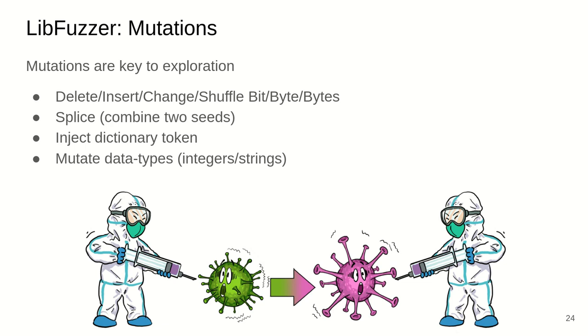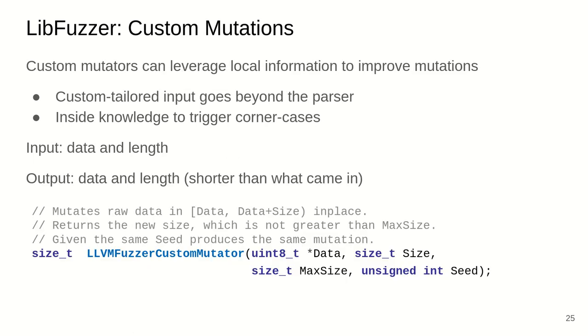As always, mutations are key to the exploration, and LibFuzzer has the same or a very similar set of mutations compared to AFL. It can delete individual bits, bytes, insert, change, or shuffle them, splice, combine two different seeds, inject dictionary tokens, mutate data types of integers and strings and whatnot, and thereby create new and different inputs based on coverage, right? And then if an input triggers new or interesting coverage, it can then be used further for later mutation. What LibFuzzer also supports, and this is an interesting extension, is that you can do custom mutations.